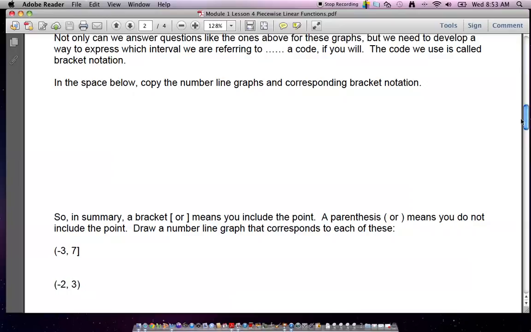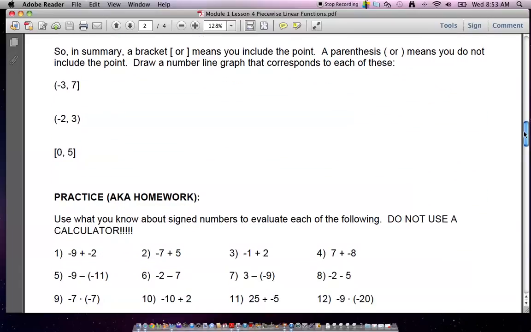All right. Not only can we answer questions like the one above for these graphs, but we also need to develop a way to express which interval we are referring to, if you will, and this is bracket notation, okay? So here is your bracket notation. Convert this one to less than symbols, less than or greater than with a variable in the middle like we just did a minute ago. Try the first one, -3 to 7.